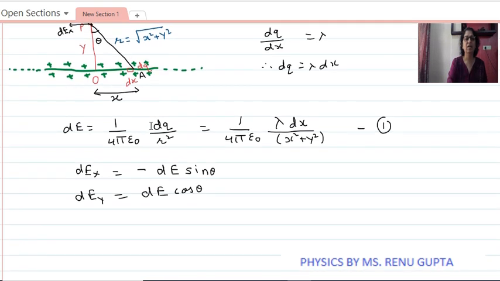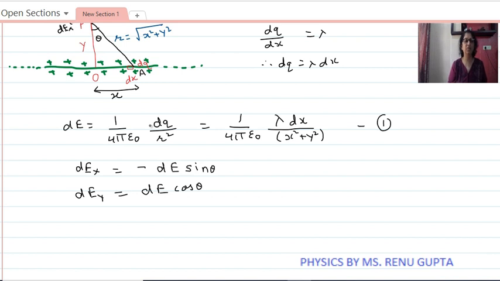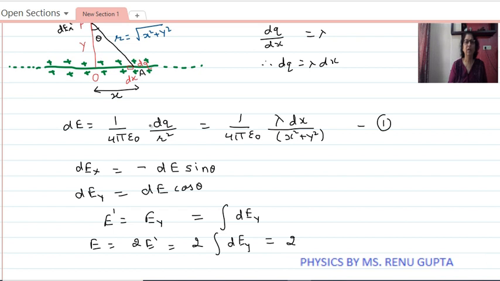Hence we can say that net electric field dE will be equals to dE cos theta, or we can say E is equals to component along y-axis, that is equals to integration dEy. Now this dEy is from right side of the wire. If we want for complete wire, this is for right side of the wire, I am taking E dash. Therefore total electric field will be right side plus left side, that is 2E dash, that is equals to 2 integral dEy.